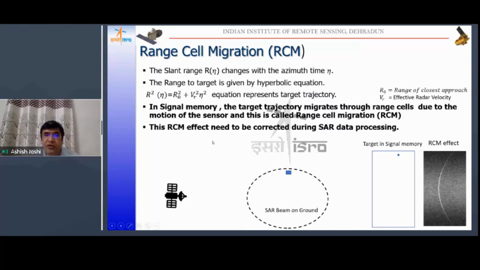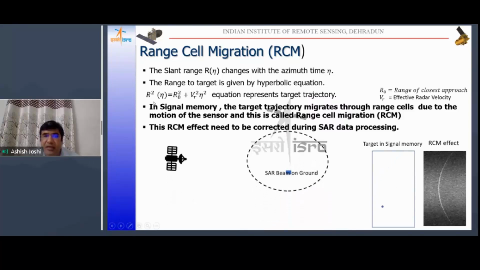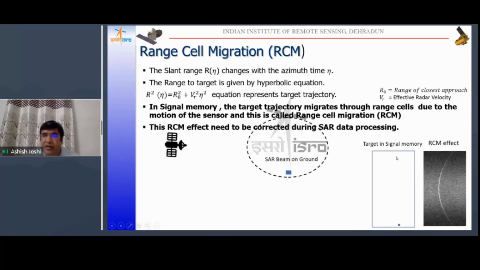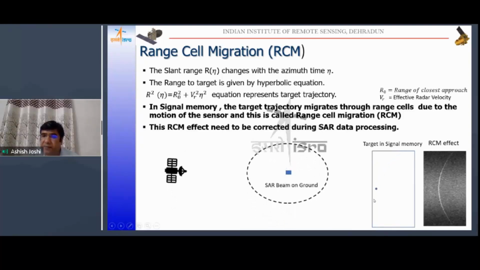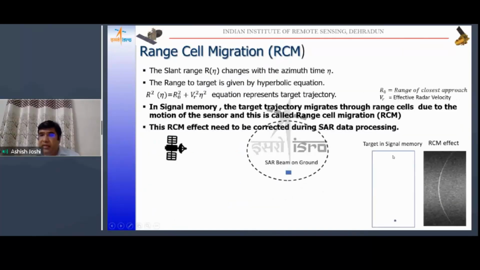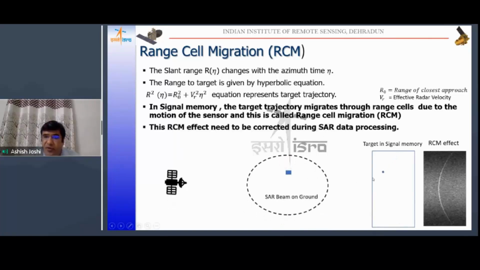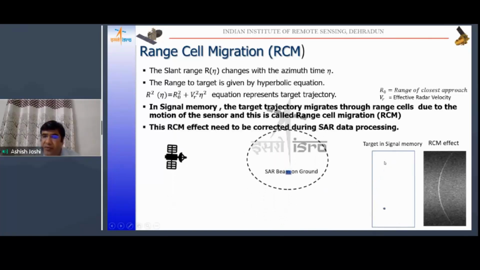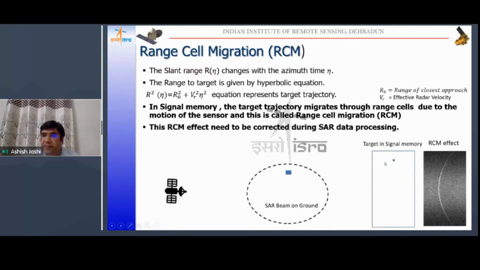So how is the image formed as the SAR is moving? This range is not in the same straight line. It will follow a hyperbola. In this slide we can see, as the SAR antenna is moving, how the target signal is being written. It is written as a hyperbola.